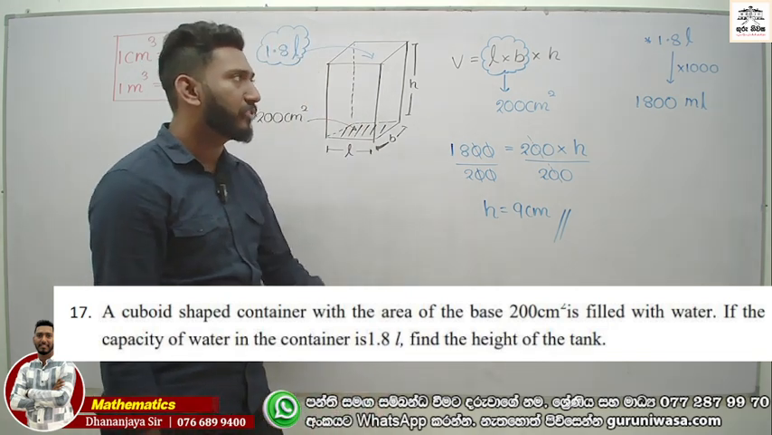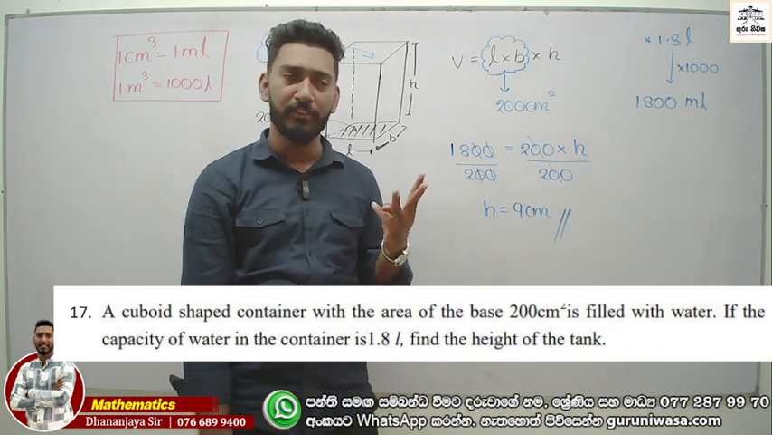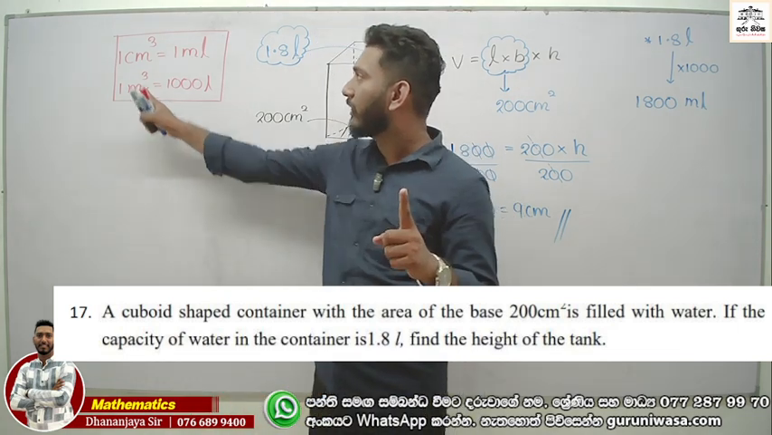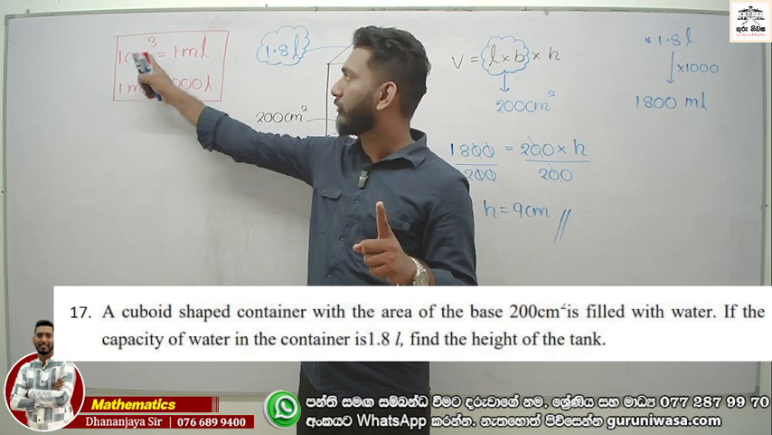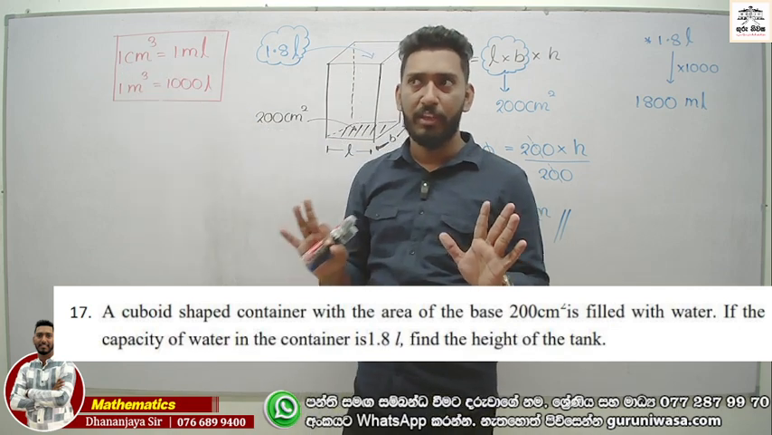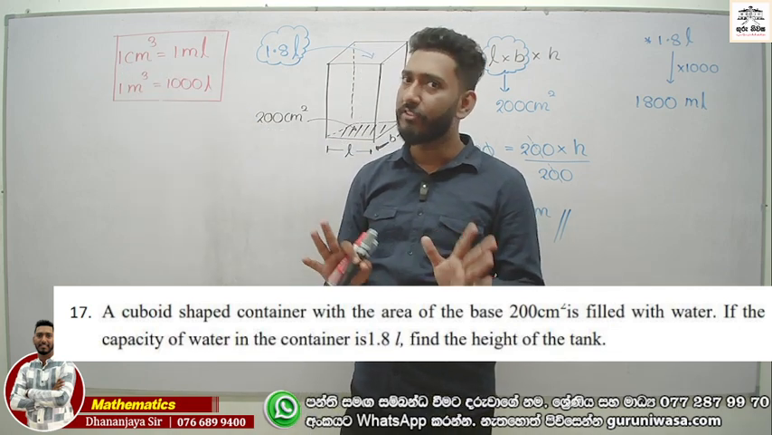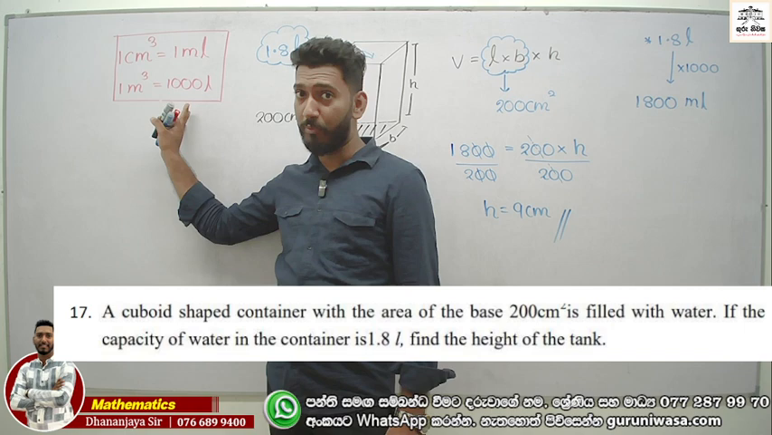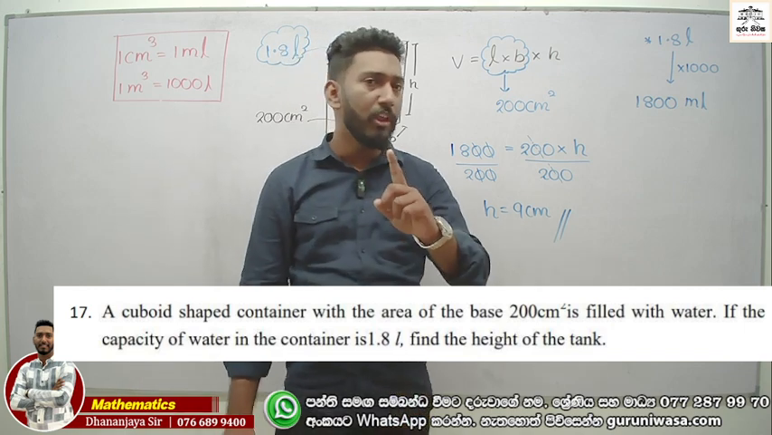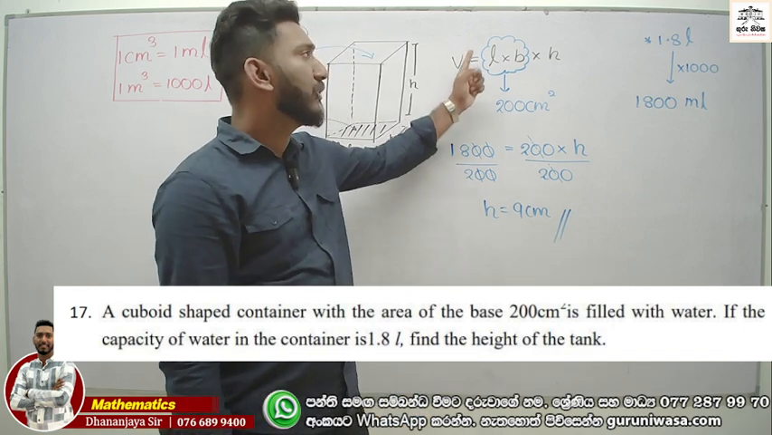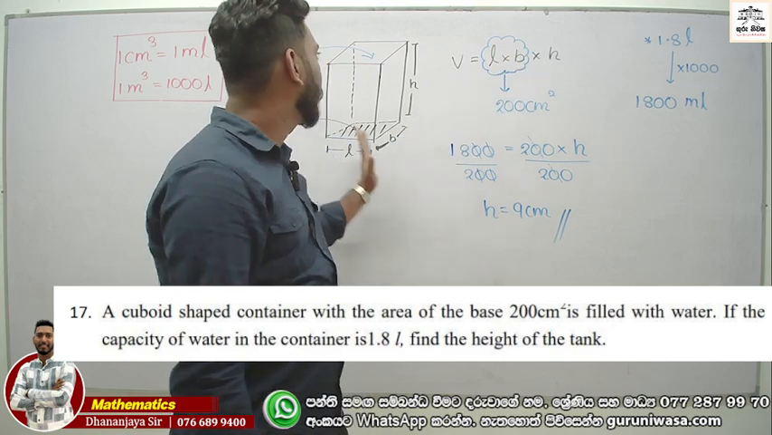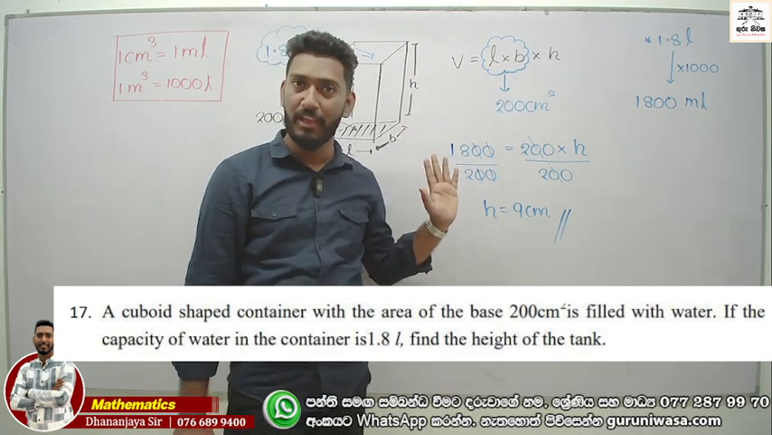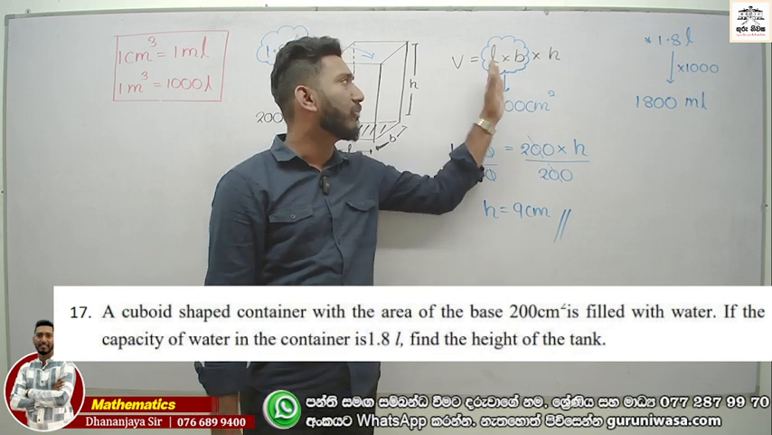In the volume lesson, there are three major things to memorize. The first one is that 1 cubic centimeter is equal to 1 milliliter, as well as 1 cubic meter is equal to 1000 liters. The third one, volume is equal to length into breadth into height in cuboid shapes. Therefore, length into breadth into height.